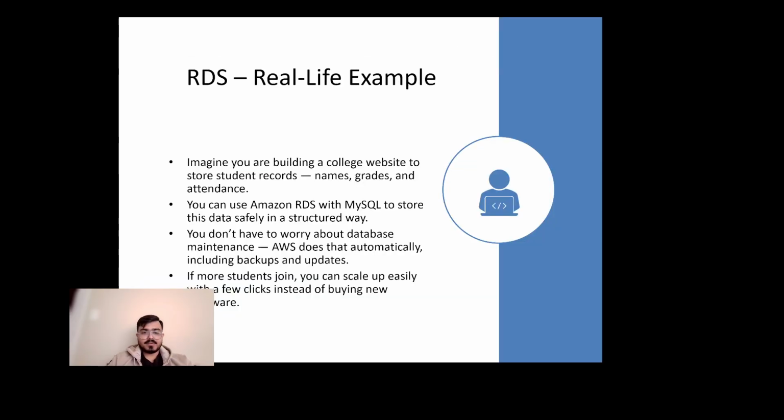Let's see some real life examples. So let's take an easy example. Imagine your college wants to keep student records, names, IDs, grades, attendance, and courses. They can use Amazon RDS with MySQL to store all these in a neat table format. So if more students join, AWS automatically adds more storage space. And if something goes wrong, AWS already has a backup ready. So RDS is like having a super smart assistant who takes care of your database for you.